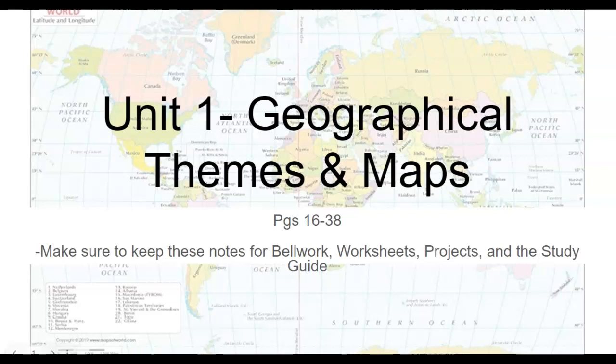Okay, welcome to Unit 1 for our geographical themes and maps. Always keep track of this set of notes because they're going to be useful for bell work, worksheets, projects, and even the study guide before we have our Unit 1 test.